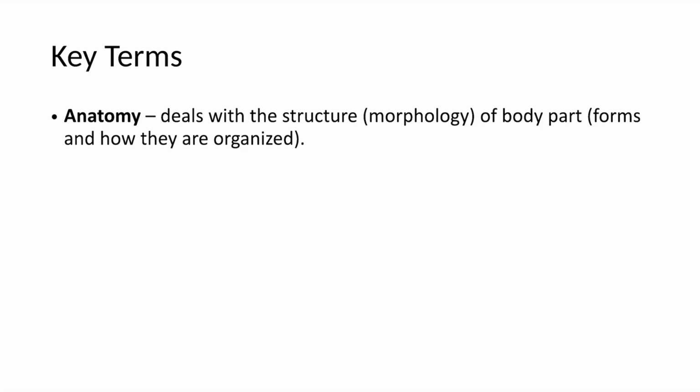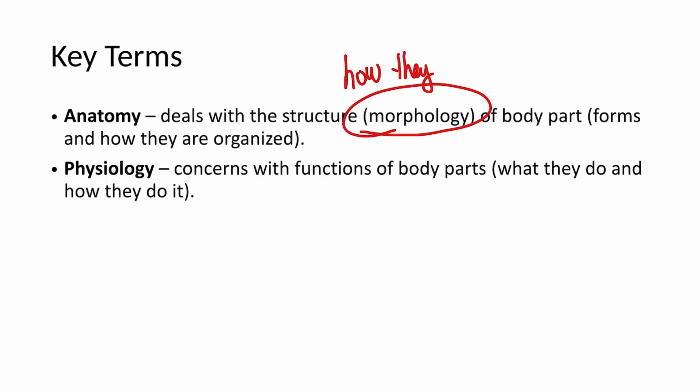In terms of key terms, we have anatomy, which deals with structure, also known as morphology, of body parts. And so this would be how they look, as well as how they are organized. The next term is physiology, and it is concerned with the function. And so, in anatomy and physiology, the structure or morphology of a body part has to do with the function that it has to perform.